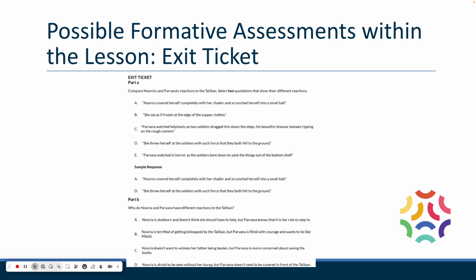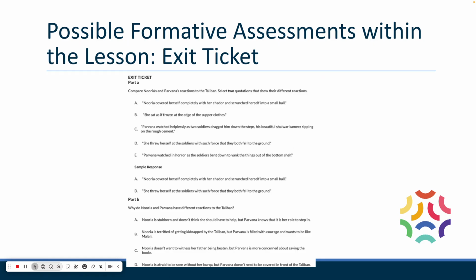It's got Part A and Part B. Part A is asking students to compare how Nori and Parvana reacted differently by selecting text evidence. And then in Part B, they have to explain why the reactions are different and are provided with explanations of their character traits.